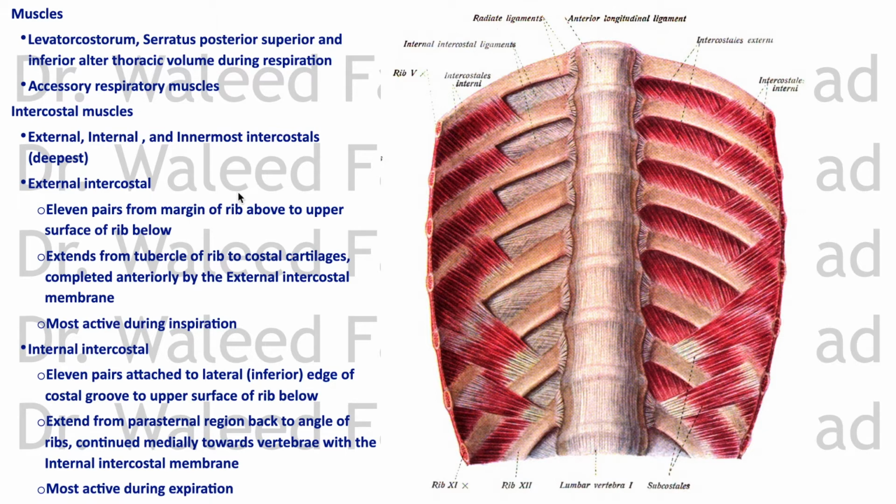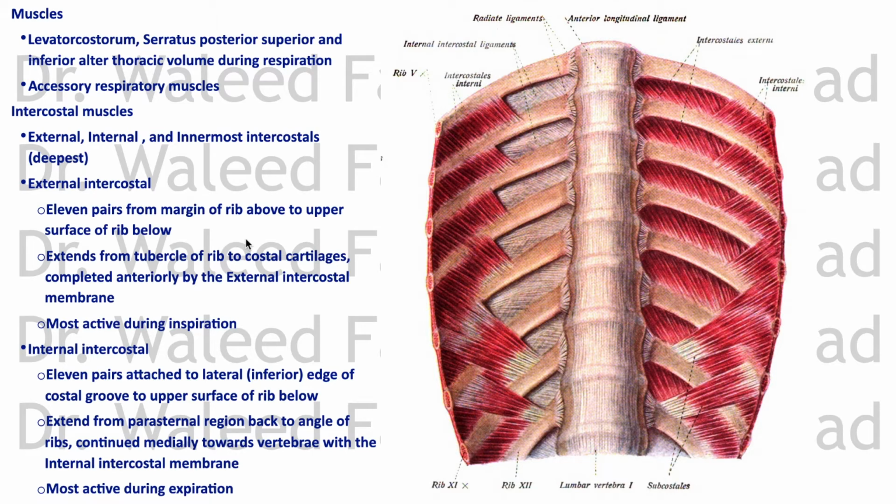So at the back, it's attached near the tubercle, near the vertebrae, and at the front, it does not reach the sternum. It reaches the costal cartilages. Instead, it's completed by a transparent membrane called the external intercostal membrane. They are 12 pairs, of course, and they are most active in inspiration.